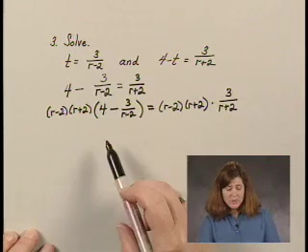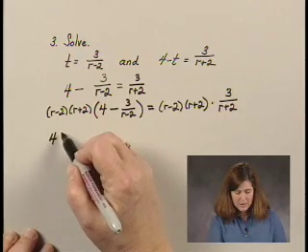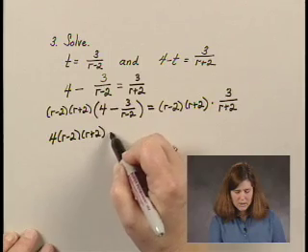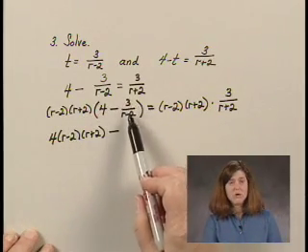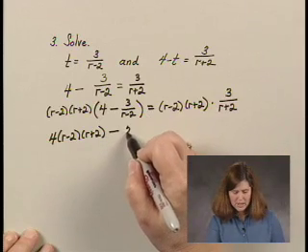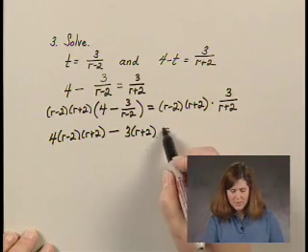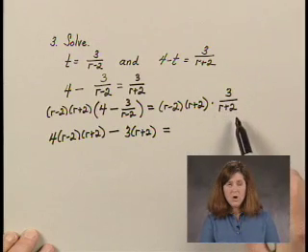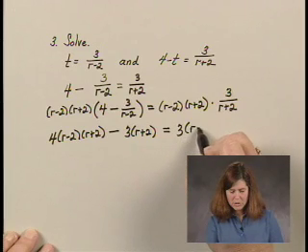Now when I multiply using the distributive property, I have 4 times R minus 2 times R plus 2 minus R minus 2 times R plus 2 times 3 over R minus 2, which is 3 times R plus 2. And that equals R minus 2 times R plus 2 times 3 over R plus 2, which simplifies to 3 times R minus 2.